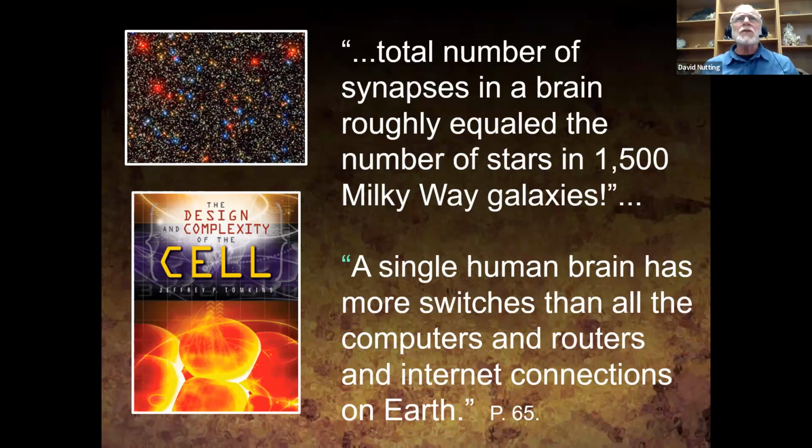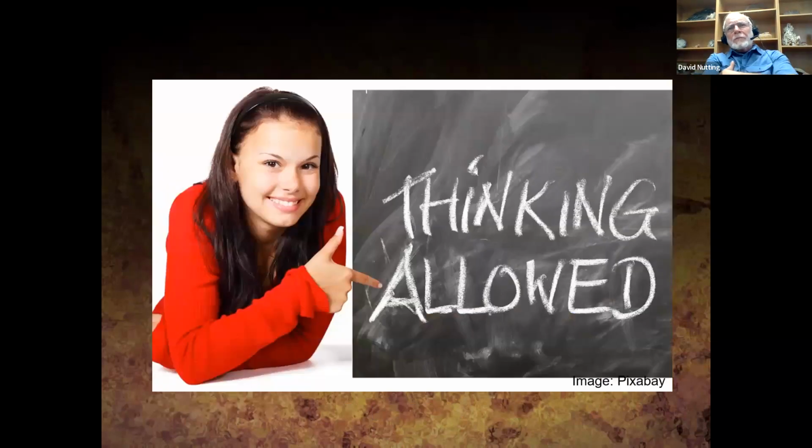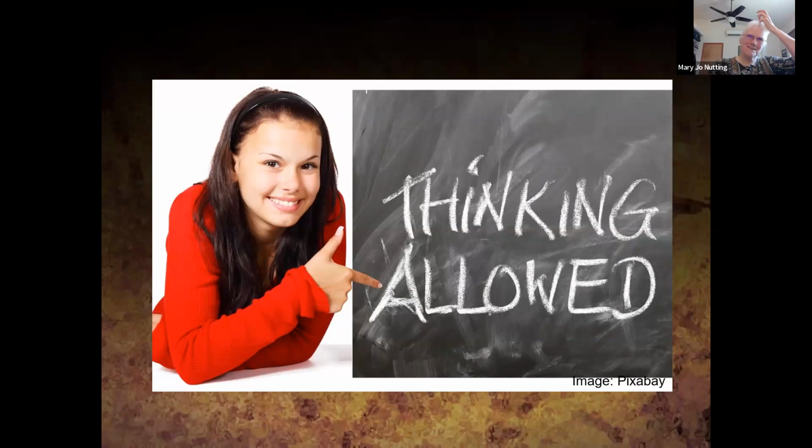Think about how many stars are out there in our Milky Way galaxy. That's a bunch. But now multiply that number of stars by 1,500, and you'll get close to what the number of synapses in a brain is equal to. And all this happened by accident? Thinking is allowed, you know. I don't think it happened by accident. Do you? I don't think it happened by accident.